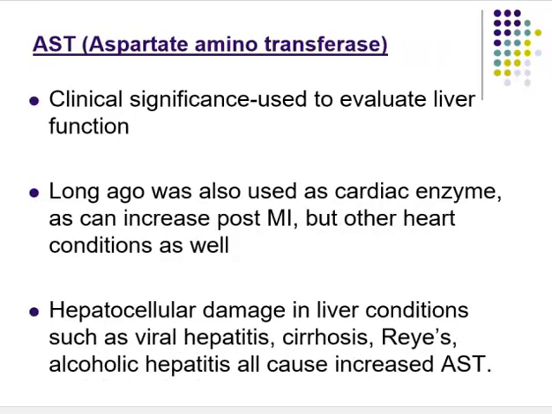So let's just take a minute and focus on our AST enzyme. It is clinically significant. Of course, it's used to evaluate liver function, but remember back when we were in our cardiac lecture, it used to be used as a cardiac enzyme because it can increase post-myocardial infarction. AST will be increased in hepatocellular damage in liver conditions such as viral hepatitis, cirrhosis, Reye syndrome, and alcoholic hepatitis.